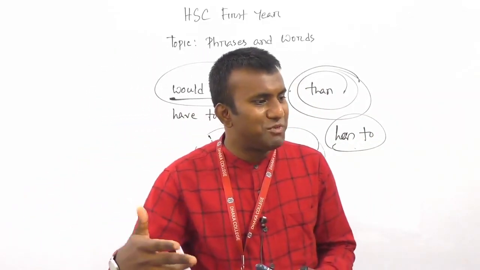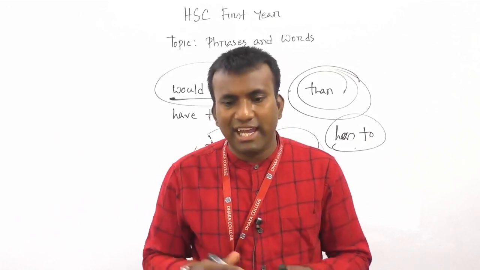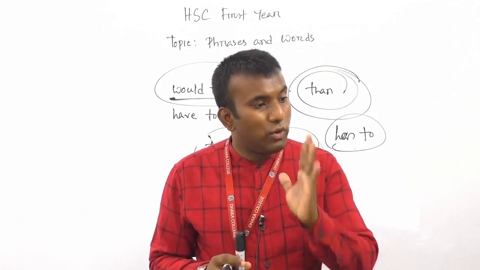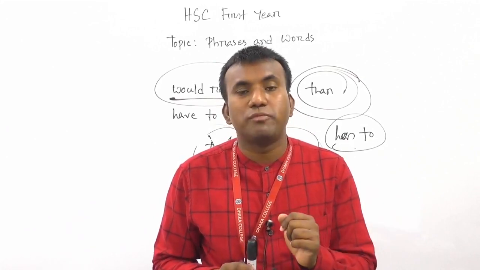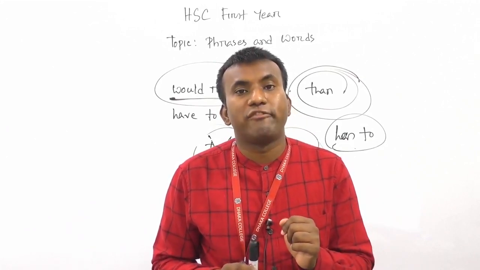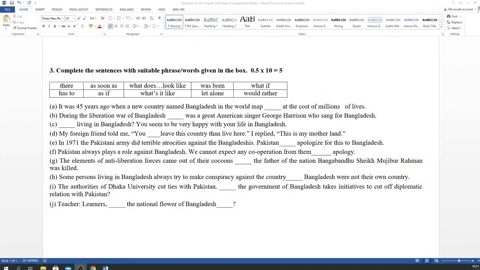I'm taking too much time for this passage. I don't want to waste a lot of time for this one. Actually, I want to make you understand the important phrases and words. Next one. In 1971, the Pakistani army did terrible atrocities against the Bangladeshis. Pakistan has to apologize for this to Bangladesh.